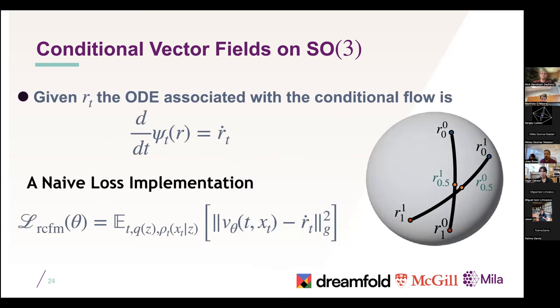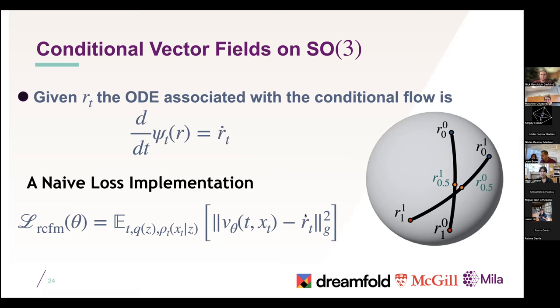So given RT, we want to compute the ODE associated with this conditional flow. The ODE is just the time derivative of RT, so RT dot, which tells us exactly what is the direction of the flow that we have to follow. What's the vector field? In a naive implementation, if you wanted to do Riemannian flow matching, what would you do? Well, you would simply say V theta of T, XT, minus RT dot.